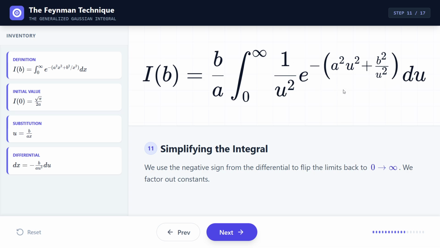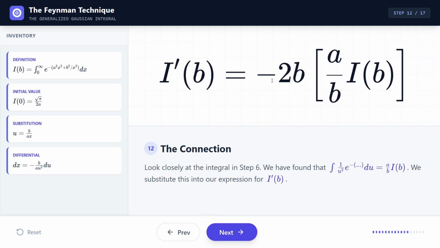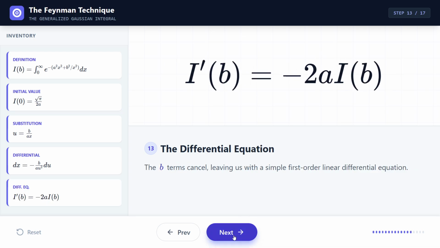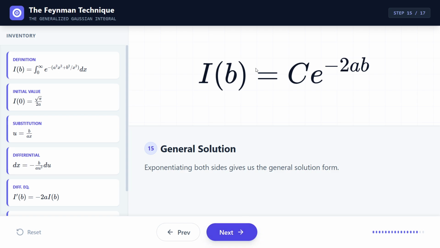And you'll notice that this is pretty much just a constant multiple of our I prime of b. You'll note this is exactly negative 2b times a over b times I of b, which simplifies to just negative 2a I of b. So now we have a differential equation that's fairly easy to solve. We divide both sides by I of b and integrate both sides. And we have I of b is equal to some constant times e to the negative 2ab.